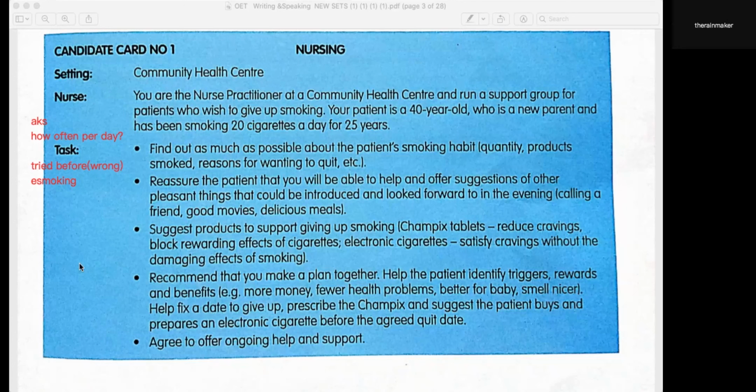Questions that the things that I've written there. Of course, it's a national issue. Everybody in Nepal does. It's ask, actually. How often per day? What do you mean by how often per day? The framing of the question was wrong. Have you tried before? That's irrelevant. Is smoking? It's not is smoking, it's smoking. There's not going to be an e in front. I mean, the pronunciation is wrong.